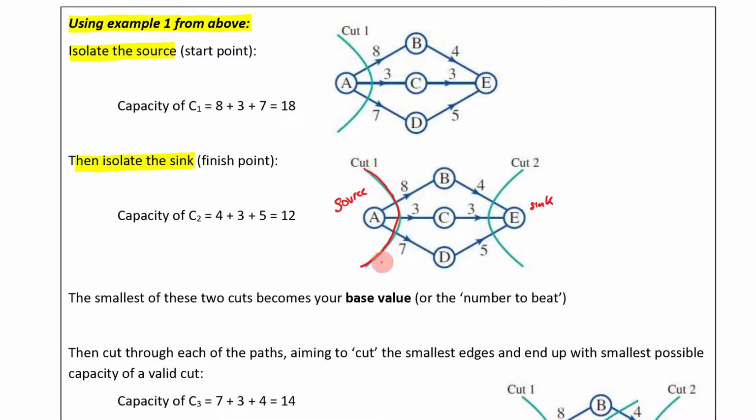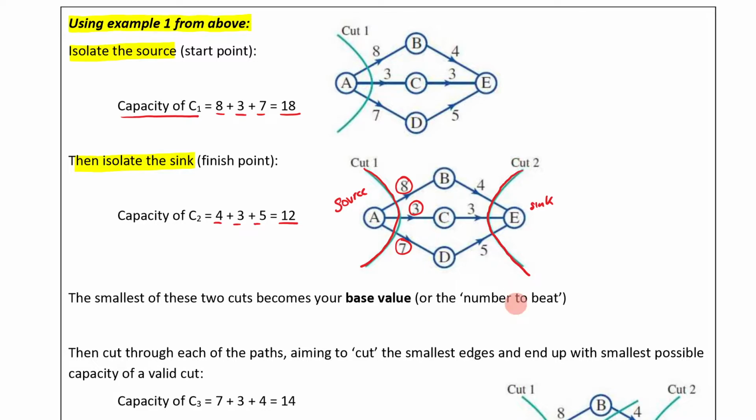When I do that, I'm going to end up cutting this part right here, which is going to be 8 plus 3 plus 7. And that's what we can see here for cut 1. The capacity of cut 1 is 8 plus 3 plus 7, which is 18. So if I was to make a cut here, it's going to have a capacity of 18. If I was to isolate the sink, so this is the second cut I'm making, this is going to give me a capacity of 4 plus 3 plus 5, which is 12. So if I was to cut it there, it's going to give me a capacity of 12.